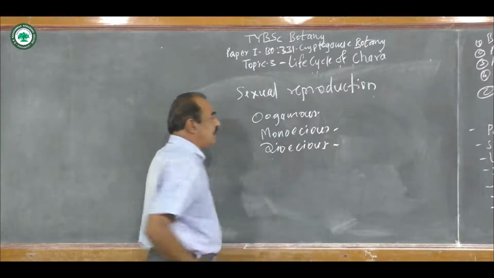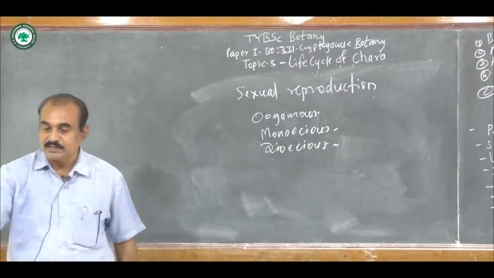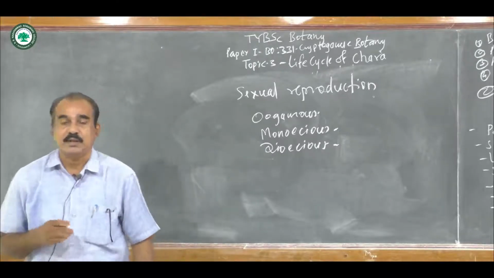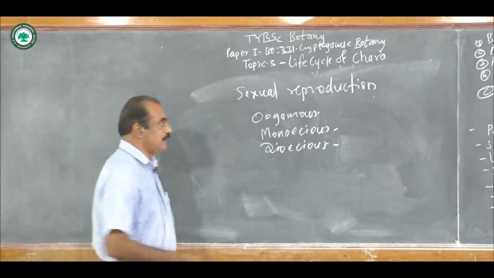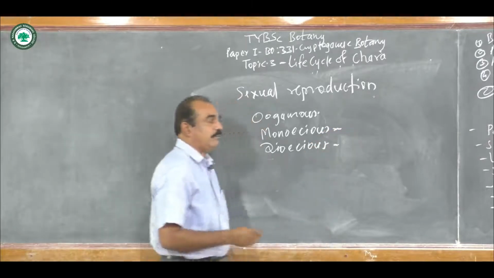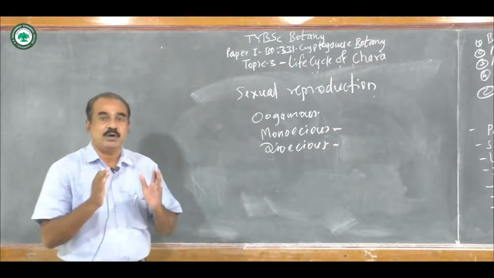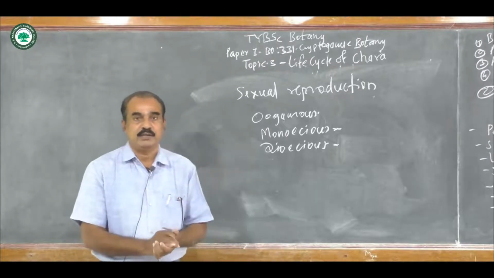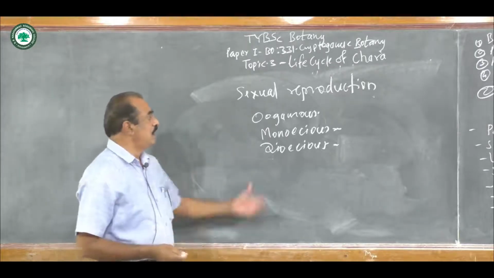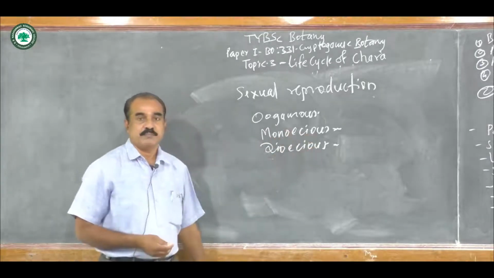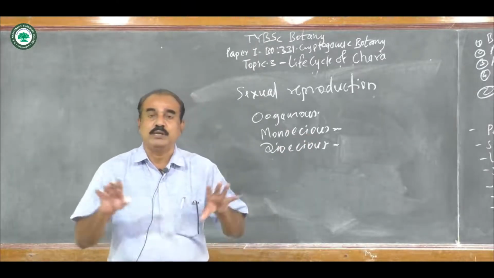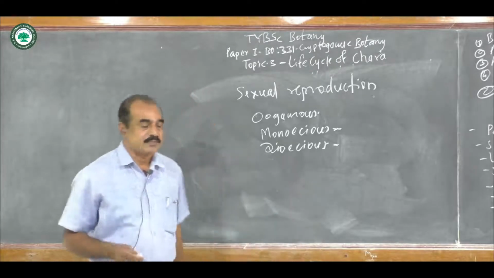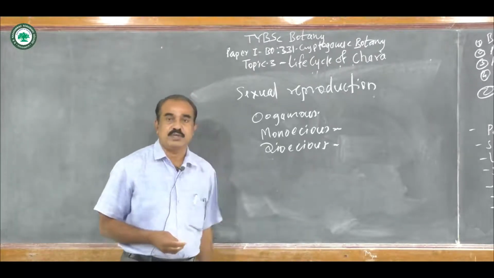In Chara, 2 different types of thallus are found on the basis of presence or absence of the reproductive structures. For example, monoecious. That means here both male and female reproductive structures are developed on one and the same filament. Such species of Chara are called monoecious species. And when the male and female reproductive structures are developed on 2 different plants, then such species are called dioecious species of the Chara.